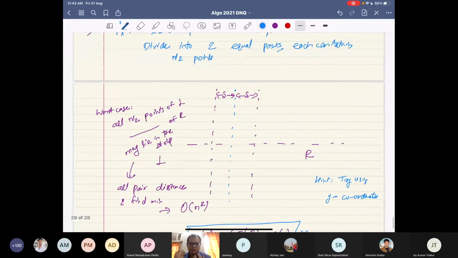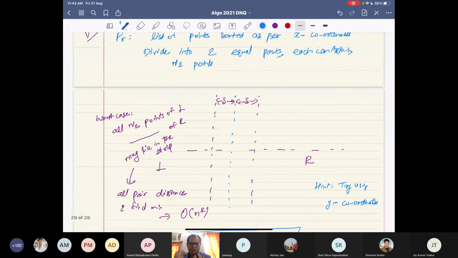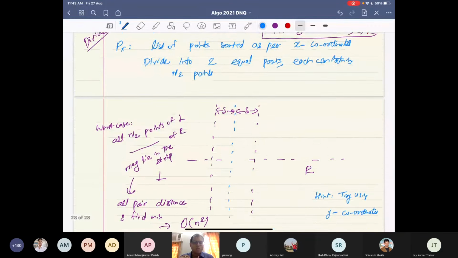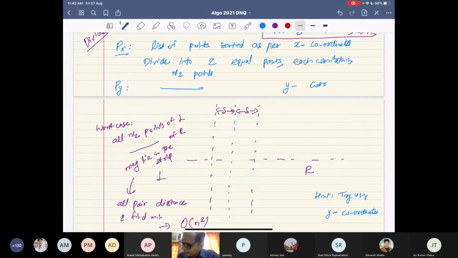First of all, I need to have the points sorted as per y coordinate. Then I can use them effectively. So till now I was creating this list px, that is the list of points sorted as per x coordinate. Let me also create a list py, that is points sorted as per y coordinates. Each point contains both x and y values, but they are sorted as per their y coordinates.